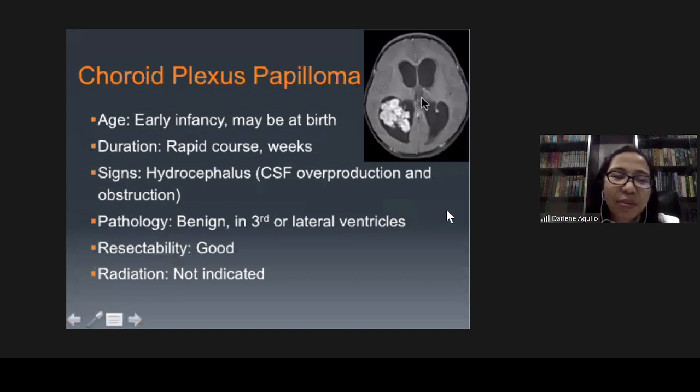Pathology, so majority benign, no? And they're usually found in third or lateral ventricles. So I asked you earlier, saan yung choroid plexus, no? So kung saan yung choroid plexus natin, dun mo makikita yung choroid plexus papilloma. Although meron namang mga malignant types, no? Papillocarcinoma, pero rare lang sila. Resectability is good. And radiation is not indicated kasi benign lang naman siya.